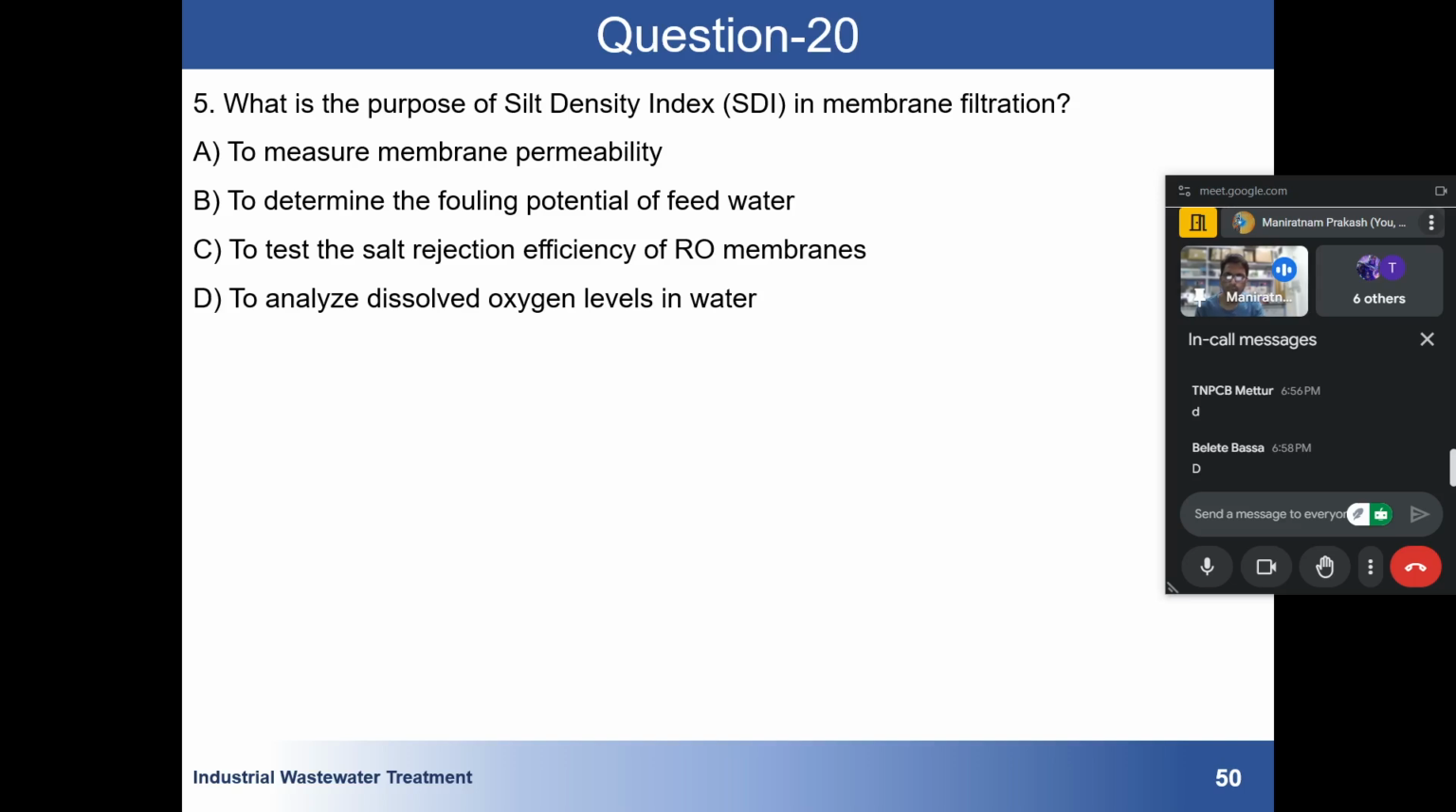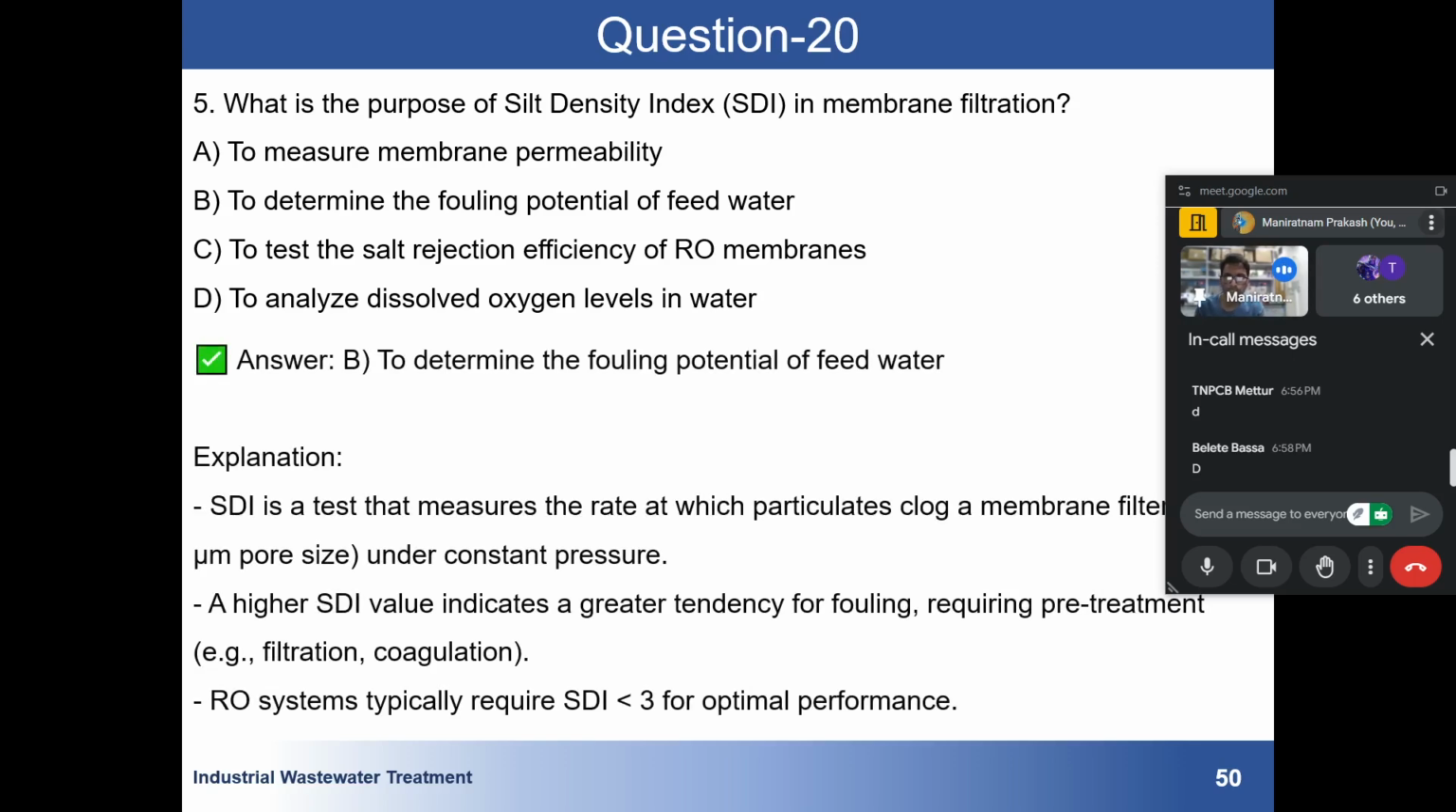First of all, there is no role of dissolved oxygen in membranes. Throughout the membrane topic, you will never see any place where they talk about dissolved oxygen. I don't know why you said dissolved oxygen. The correct answer is to determine the fouling potential of the feed water.